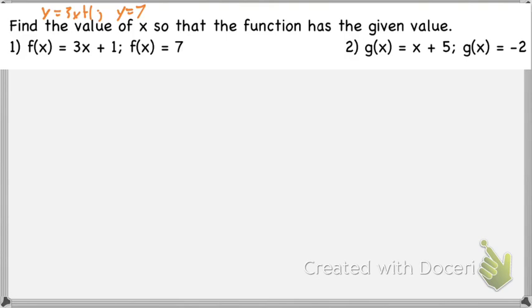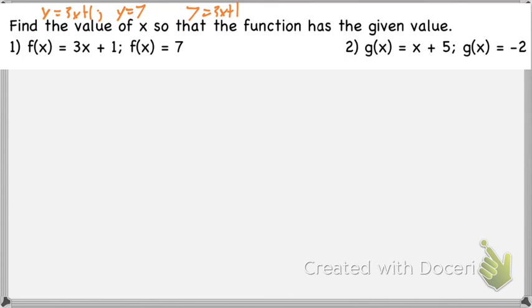What would you do if I told you that y was equal to 7 for y equals 3x plus 1? Plug it in. Plug in 7 for y. Yeah. And you write it like this, 7 equals 3x plus 1, right? And you solve for x. Here, y is the same thing as f of x, right? So we're going to plug in this 7 for f of x.